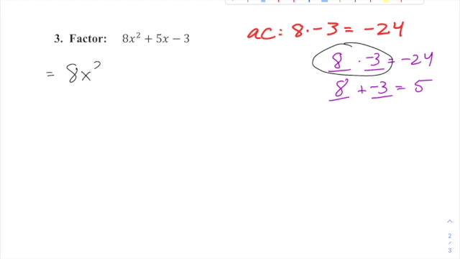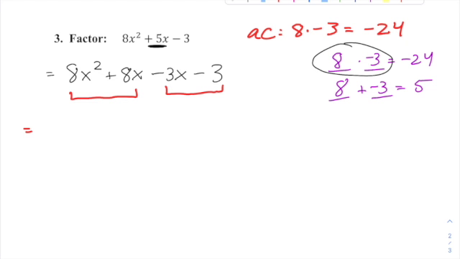You rewrite the middle. So 8x squared stays the same, but this positive 5x, we're going to rewrite as positive 8x minus 3x. Or remember, you can put the negative 3x first and the positive 8x second. Doesn't really matter, as long as the 3 is negative and the 8 is positive. And then the negative 3 constant on the end stays the same. All we did was rewrite the middle. So now we've got four terms. Grouping, factor out that common factor.